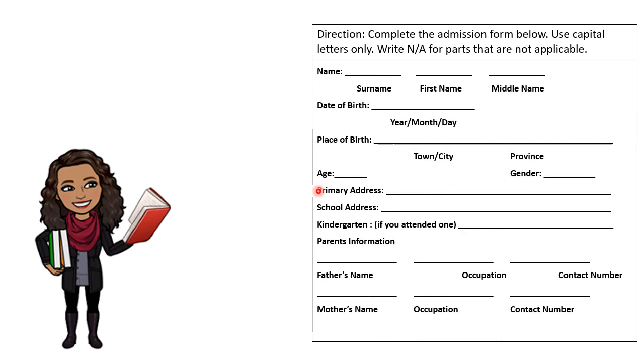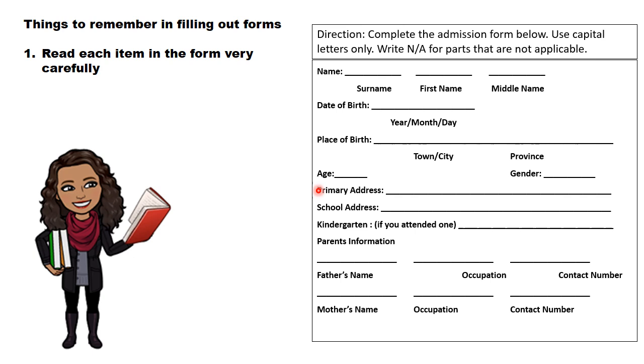There are actually few things to remember in filling out a form. Let us go back to this example. The first thing that you must remember is to always read each item in the form very carefully. Read or browse the content of the form before answering it to avoid making mistakes, and to know what are the things needed to fill out the form. In this example, it requires name, date of birth, place of birth, age, primary address, school address, the kindergarten that you have attended, and the parents' information.